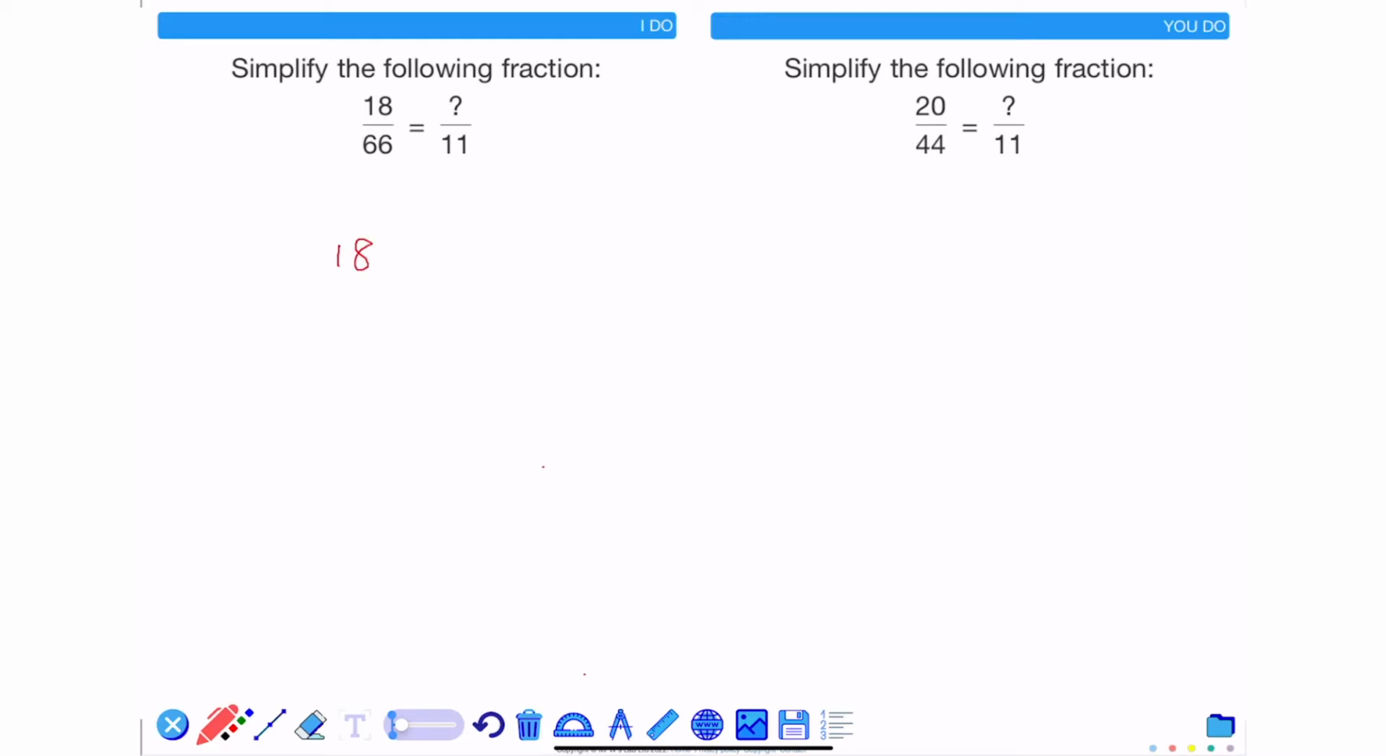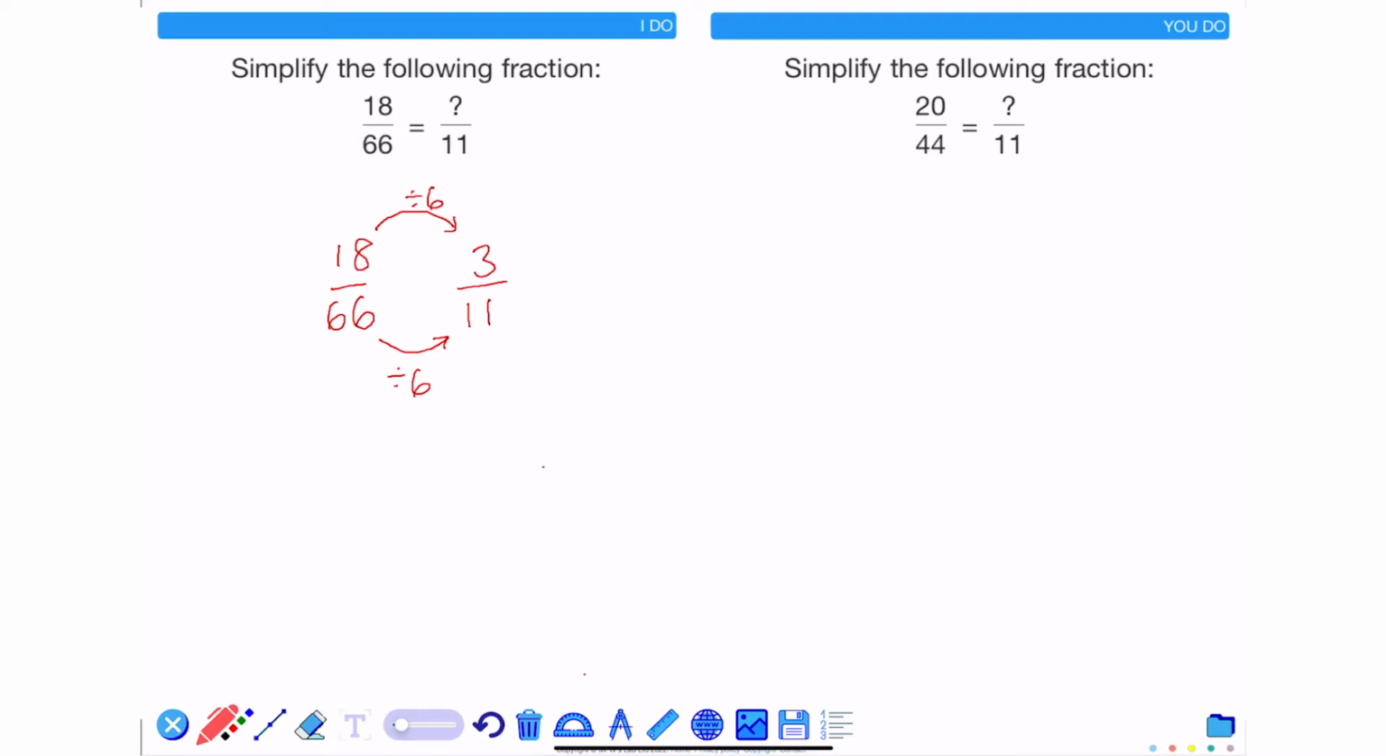Ordinarily, what we need to do is find the highest common factor of 18 and 66. The highest common number that goes into both 18 and 66 is 6. And if I divide 66 by 6, I get 11. If I divide 18 by 6, I get 3.